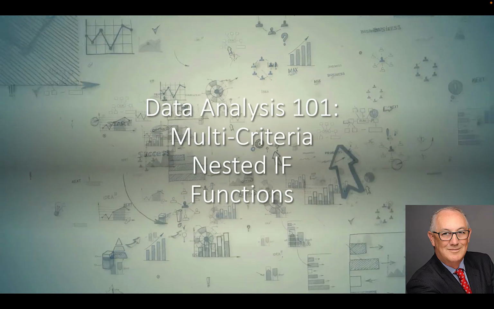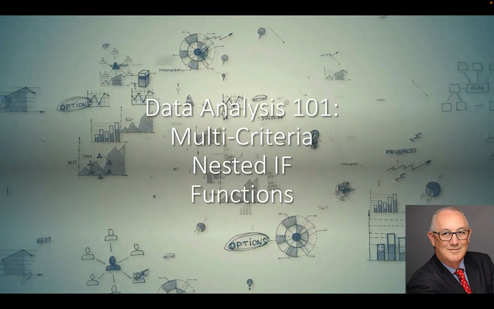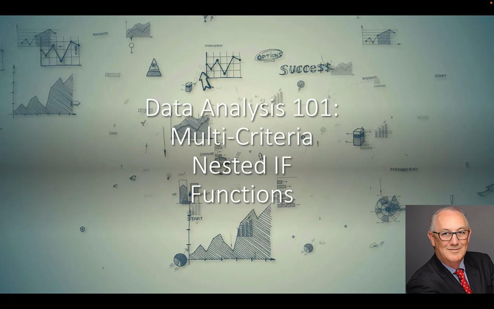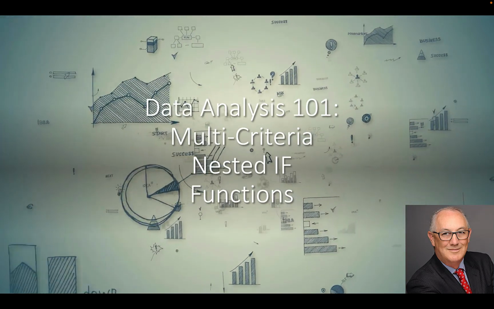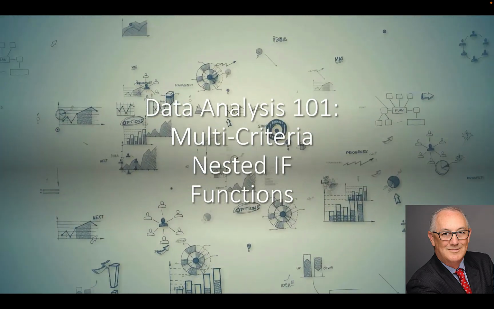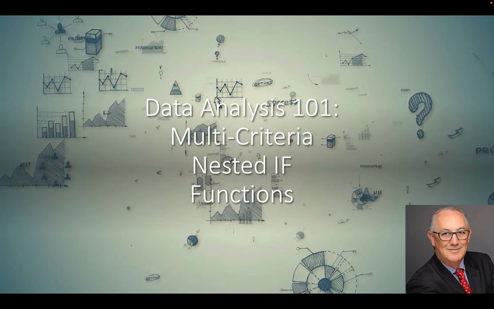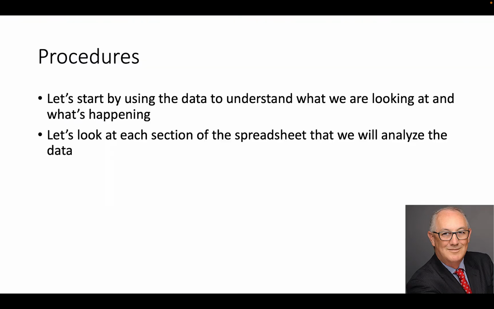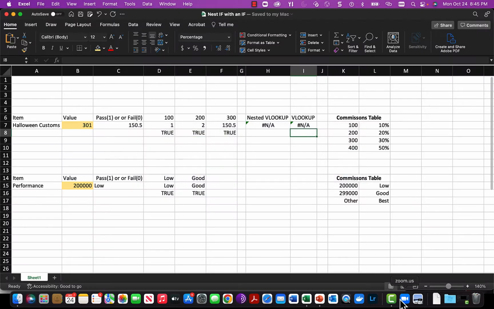In this case, what we're going to do is touch on how to build multi-criteria nested if functions. We're going to show you when to use an if function versus, say, a VLOOKUP function or an XLOOKUP function. We're going to first start by analyzing the data to see what we're doing. It's always good to get a perspective of what you're doing. Without perspective, you're going to be lost sometimes, so it's really important. We'll look at each section of the spreadsheet we're analyzing. In this case, it's just one section. So let's pop over to Excel and take a look at it.